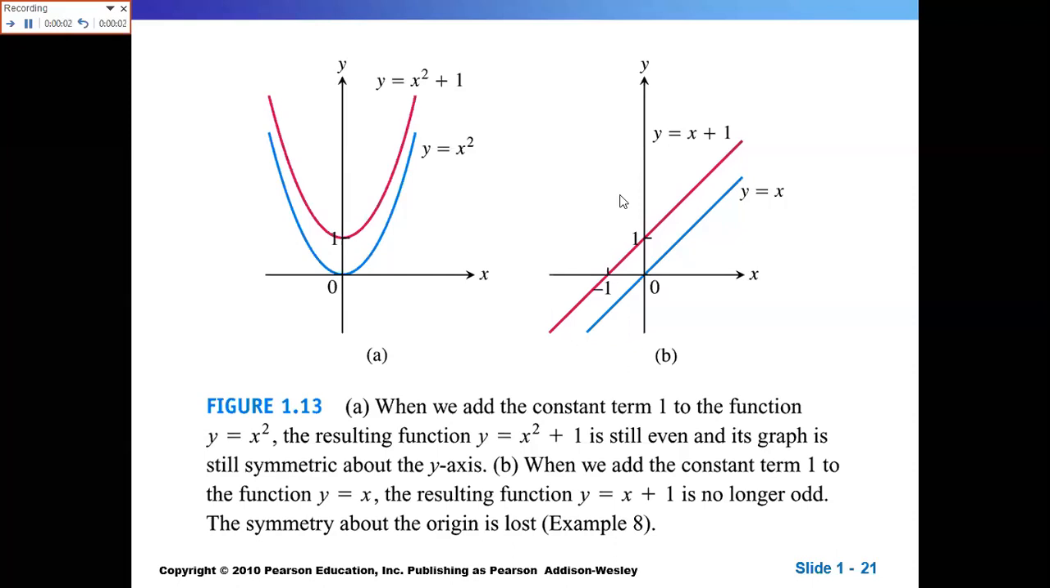Okay, I want you to tell me, what do you see on the screen as far as the graphs are concerned? You see two graphs, right? Yes. Okay, let's start with the left graph. You know the function. The function is y equal to x squared. Look at the blue one, y equal to x squared. But the second one is y equal to x squared plus 1.